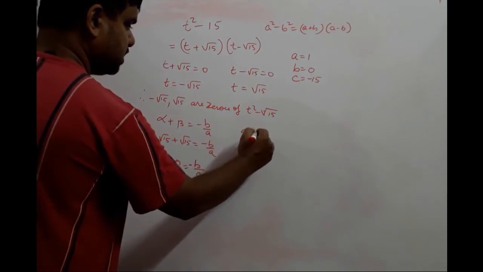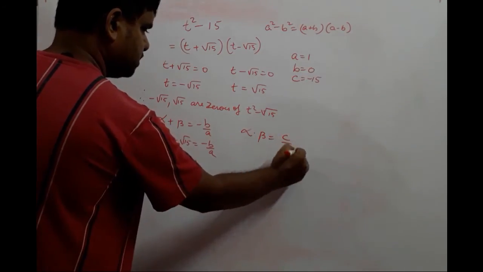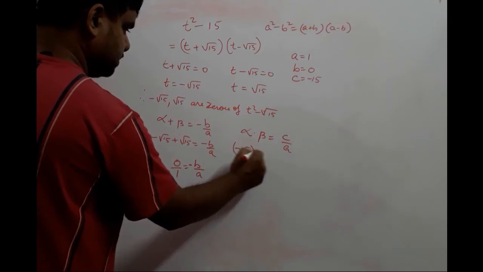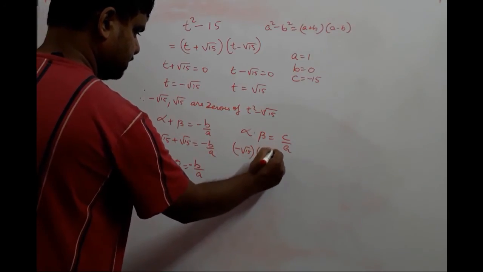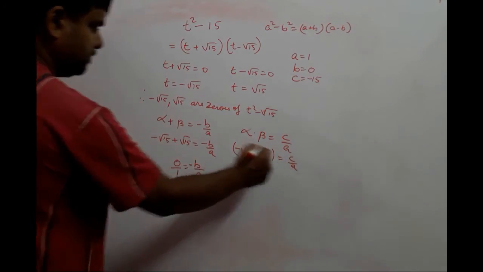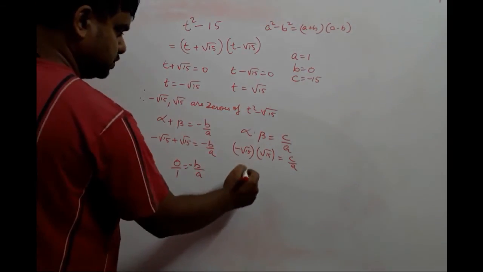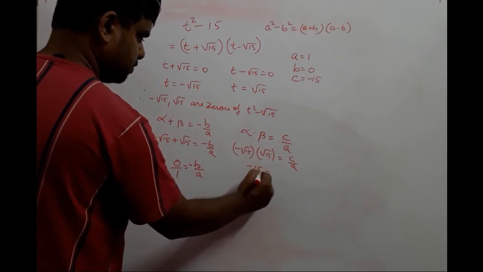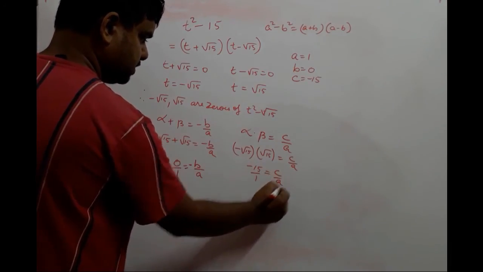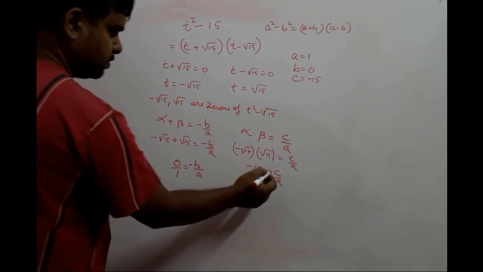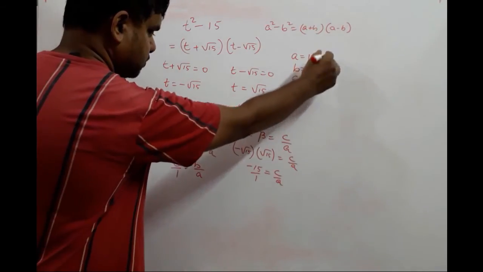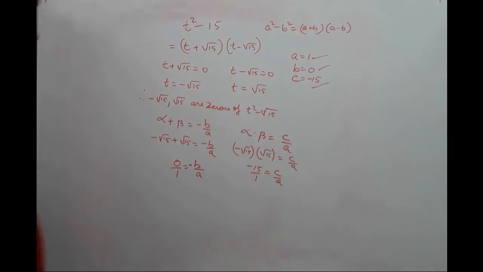Let's do the next one. Alpha into beta equal to c upon a. Alpha is minus root 15 and beta is root 15. See here, they are multiplying with each other. If they multiply, the root sign goes off, and this becomes minus 15 upon 1 equal to c upon a. So over here c is equal to minus 15, a is equal to 1 and b is also equal to 0. Hence we establish the relationship.